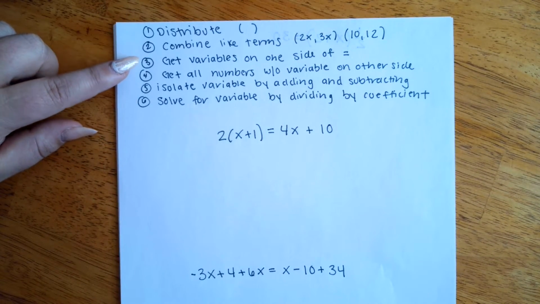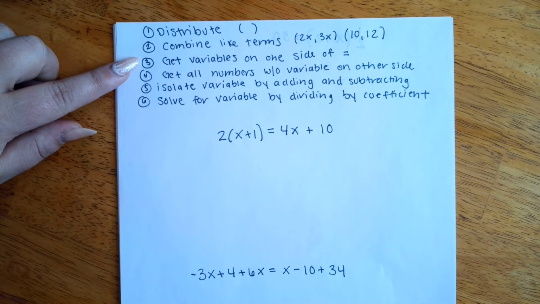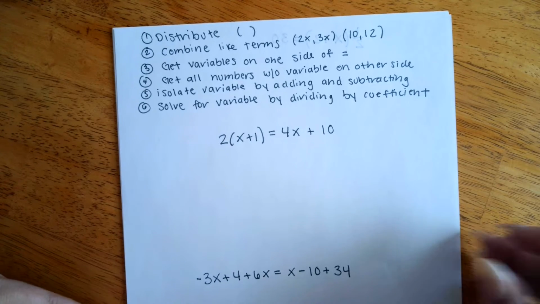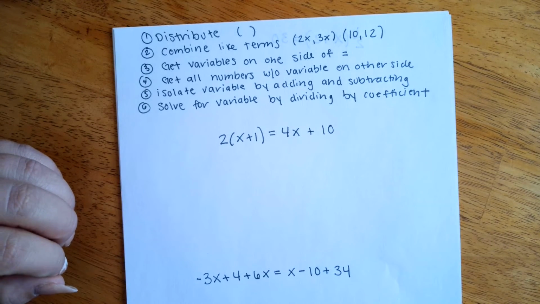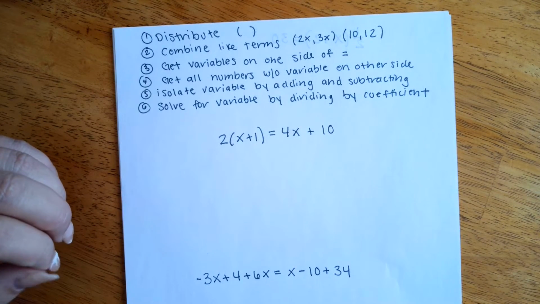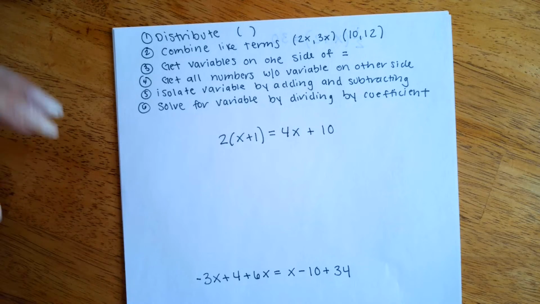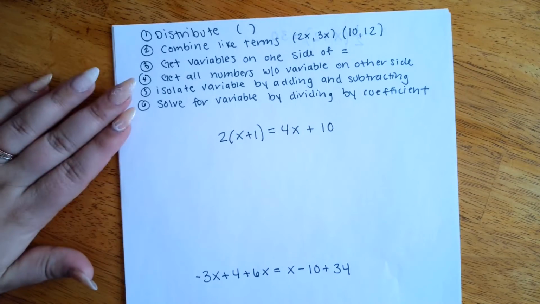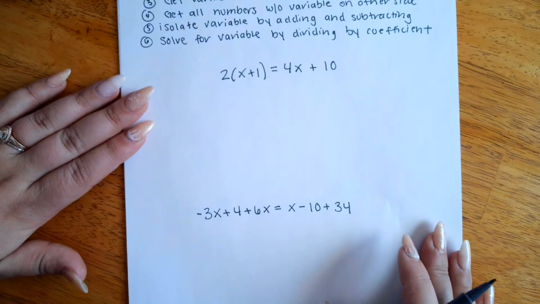After you've combined all your like terms, you get all your variables on one side of the equal sign, and all your numbers without variables, we call those constants, on the other side of our equal sign. After that, we isolate the variable by adding and subtracting, and then solve for the variable by dividing by the coefficient. All right, let's put this into practice. That's a lot of words. Let's just do an example.